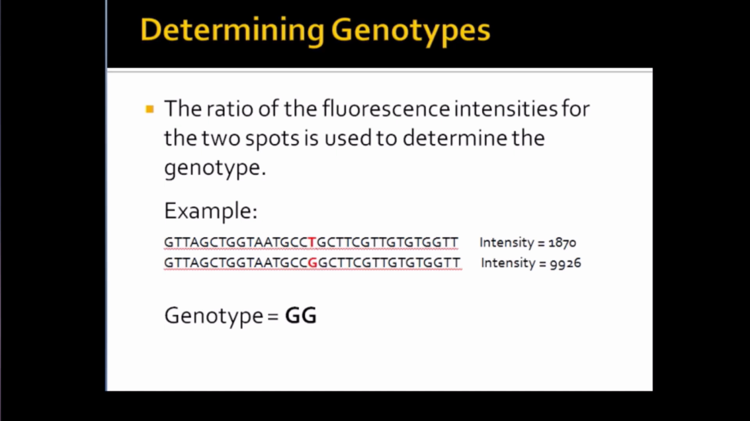If the fluorescence intensity was higher for the first probe, then the genotype would be called as homozygous T, and if the fluorescence intensities were approximately equal, then it would be called as heterozygous. More details about the mathematical calculations that are used to call the genotypes for a DNA sample and to compare the genotypes of different DNA samples are provided at the end of the tutorial.